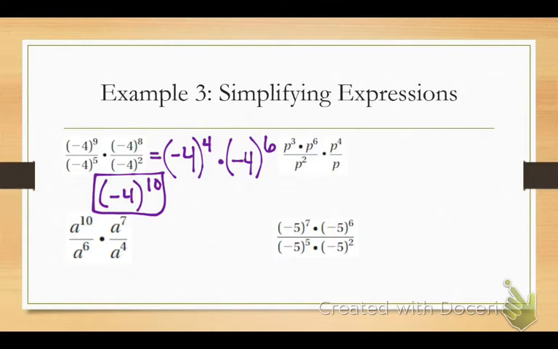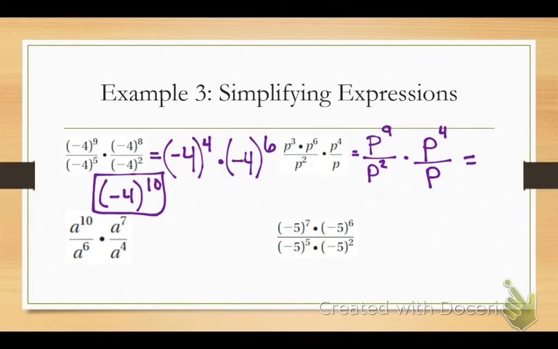All right, how could I simplify P to the 3rd times P to the 6th? What would it be? Addition, so what would it be? It would be P to the 9th power over P to the 2nd power. And now we rewrite it times our second one, P to the 4th power over P. Okay? Now I'm ready to do my quotient of powers and simplify each fraction and then multiply. Go ahead and do that.